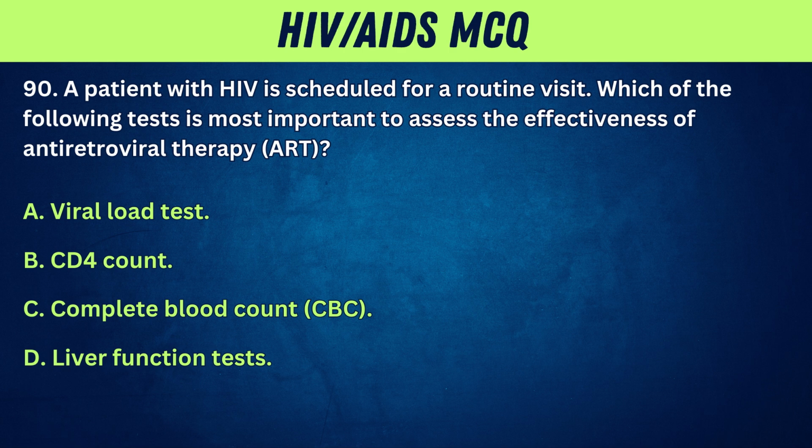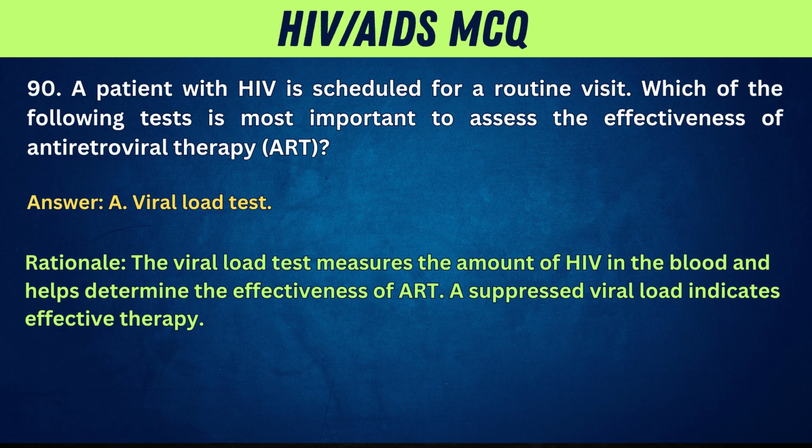90. A patient with HIV is scheduled for a routine visit. Which of the following tests is most important to assess the effectiveness of antiretroviral therapy, ART? A. Viral load test. B. CD4 count. C. Complete blood count, CBC. D. Liver function tests.